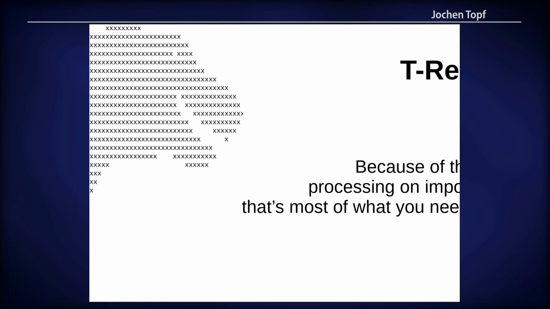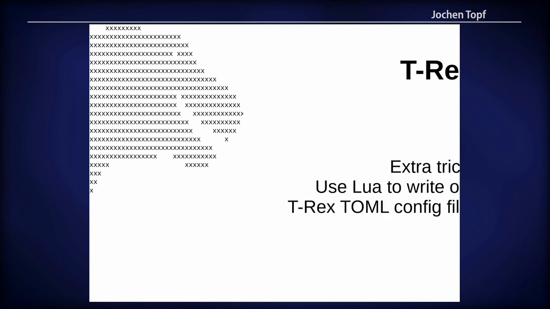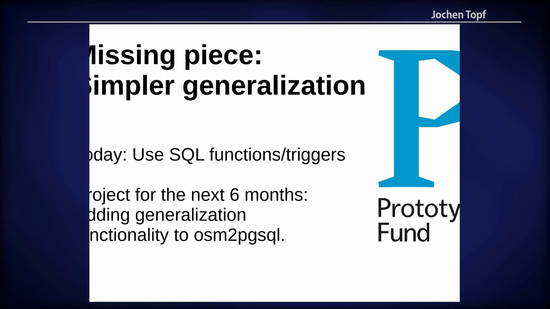So for instance, you probably want to say, this table should only appear in the vector tiles from zoom level 10 on, and not in the smaller ones or whatever. For these kinds of things, you need the configuration. And here's an extra little trick. I create the configuration file for T-Rex from the same Lua configuration file that I'm using for osm2pgsql, and have all the information there so that I don't even have another configuration file. And then only for the styling, that's a different thing.